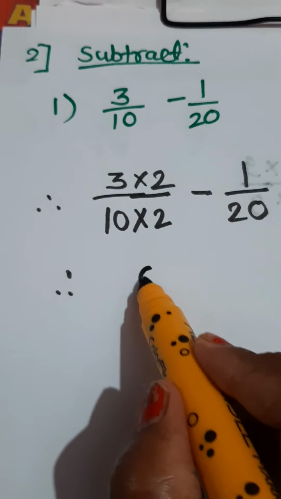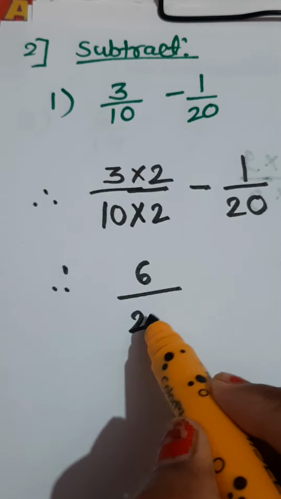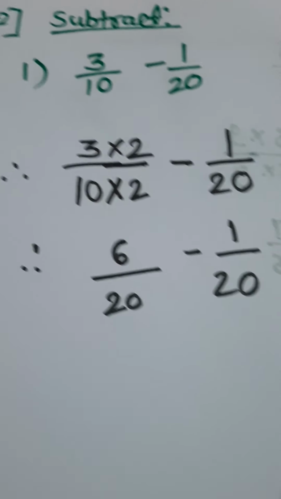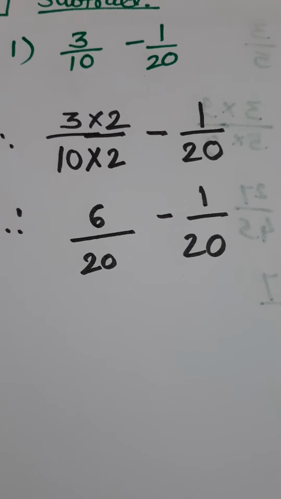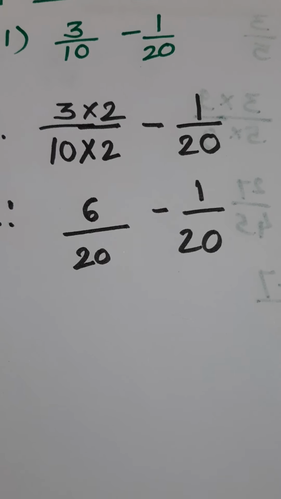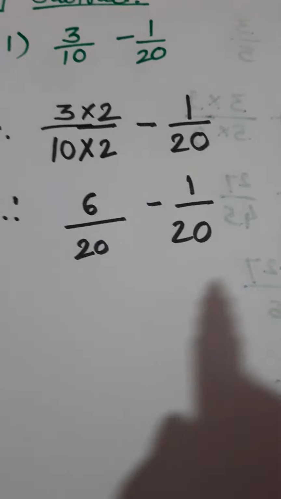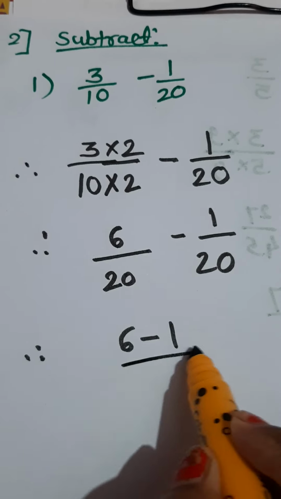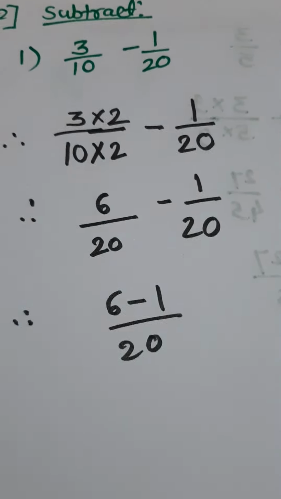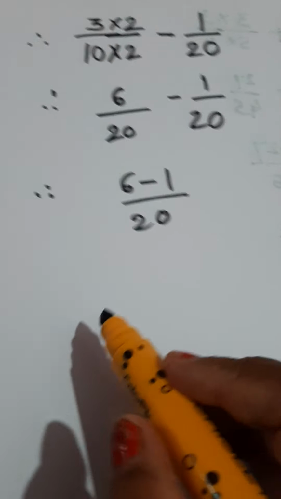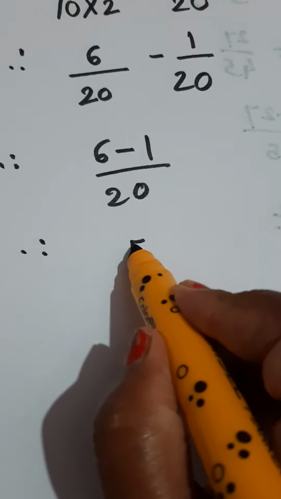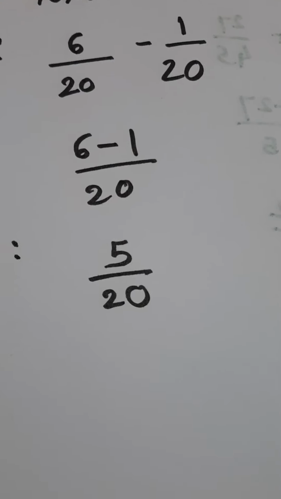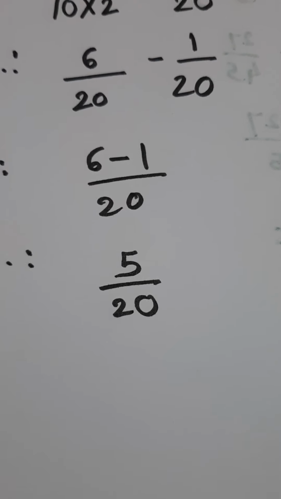Now see, 3 twos are 6, 10 twos are 20, minus 1 upon 20. Now they are like fractions, so easily we can subtract the numerators. Therefore, 6 minus 1 upon 20. 6 minus 1, 5. So 5 upon 20. Carefully observe the fraction. 5 upon 20.